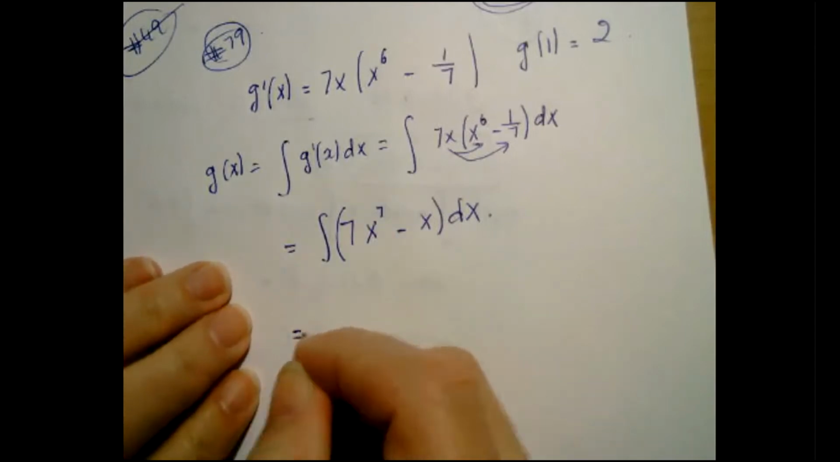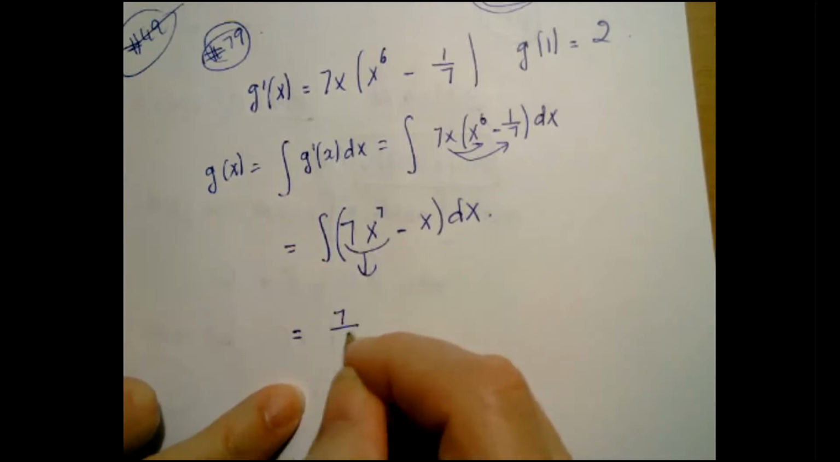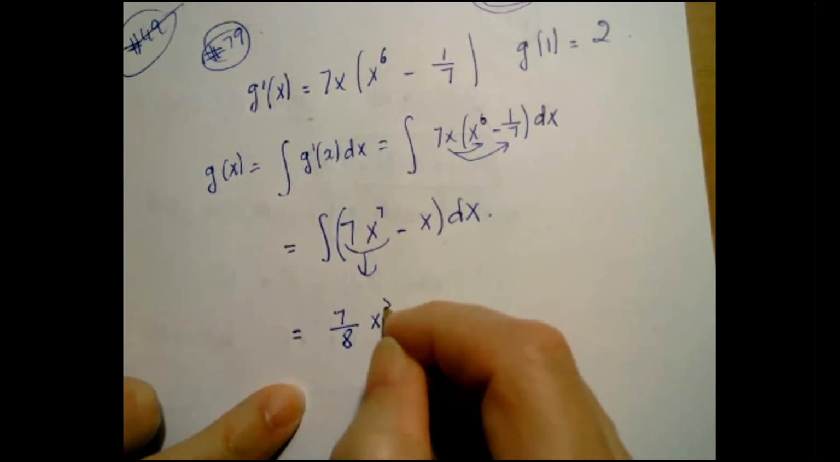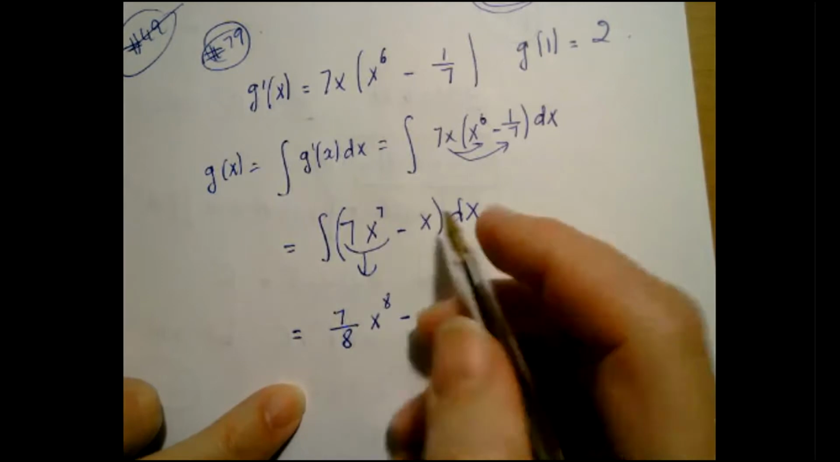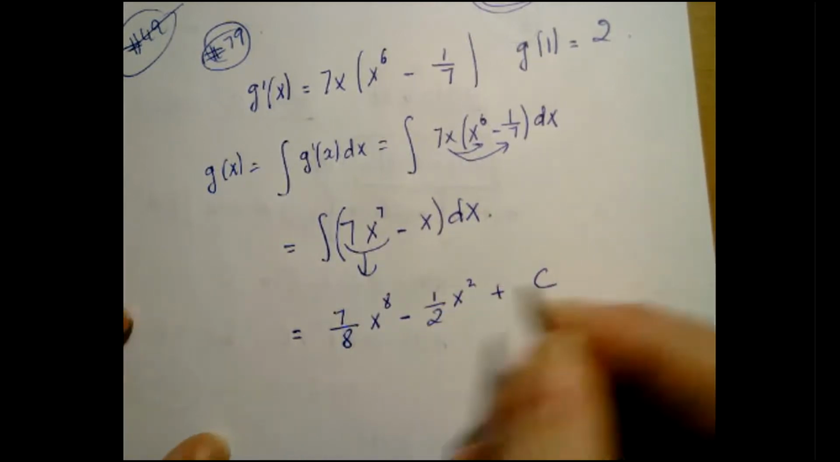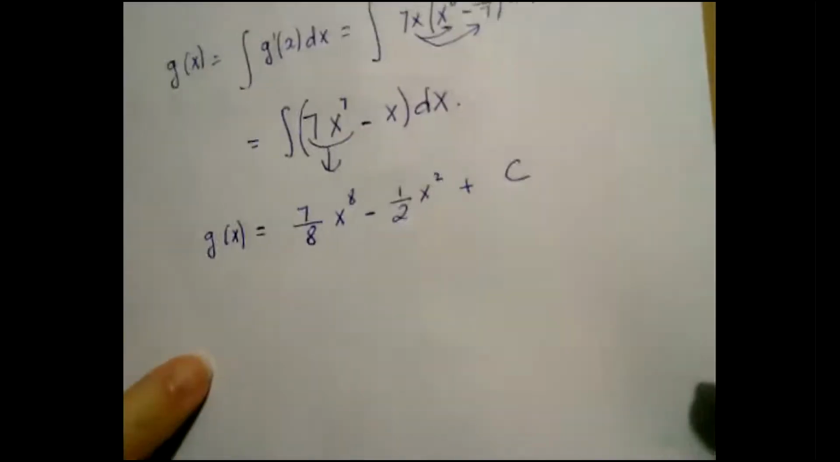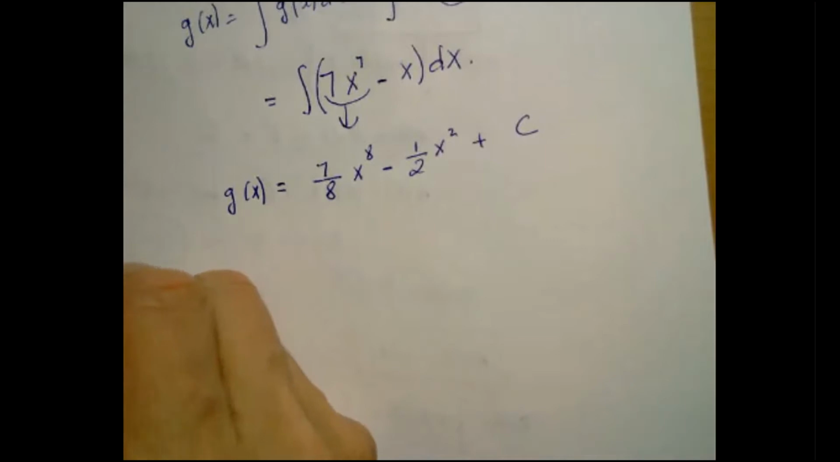So finally, the antiderivative of that is 7 over 8 x to the 8, because the n is 7, and this is a half x squared plus c, and that's my g of x. So now I have g. I go to my initial condition.